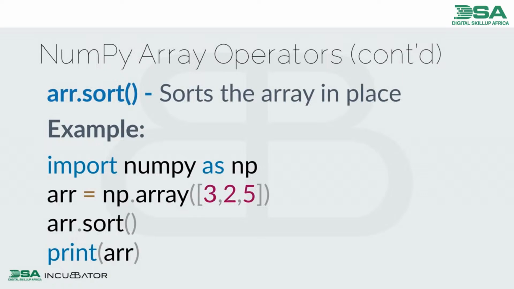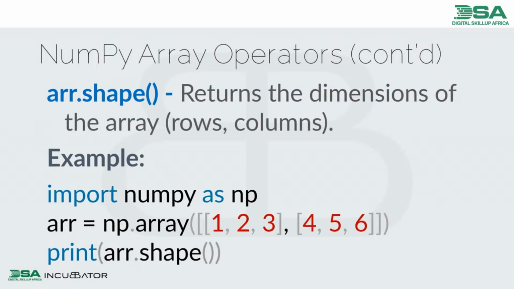So this will arrange it in 2, 3, and 5 when you sort the arrays. Okay, then we have the array.shape. So we say what? It returns the dimension of the array into rows and columns. So by the time you say return array dot shape, it changes the shape.